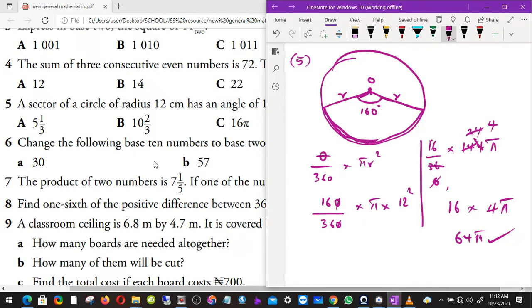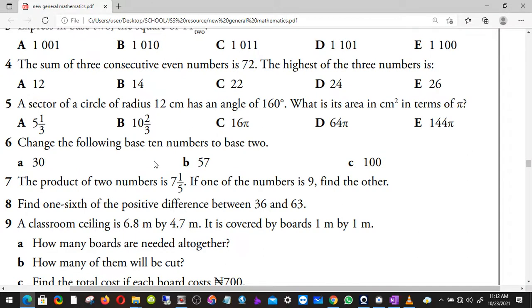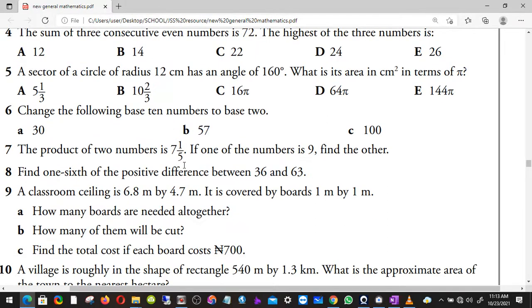Are we done? Yes, sir. Okay, number 6. Change the following base 10 numbers to base 2. Who will solve it for us? Carol, you solve the first, 30. Faithfulness, you solve the next, 57. Progress, you solve the next, 100.